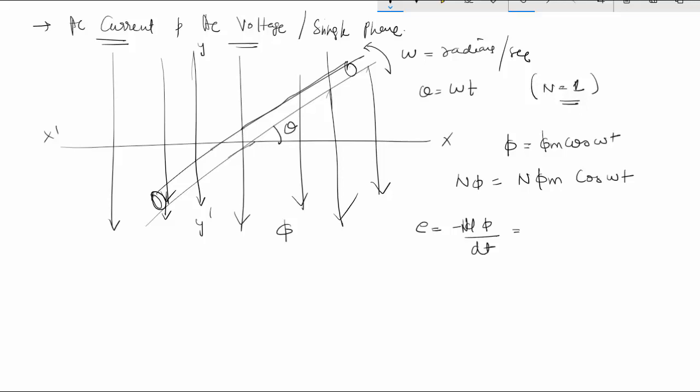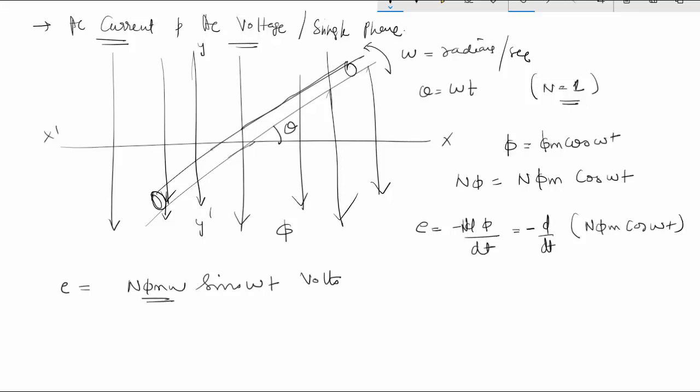Which is equal to E is equal to minus d by dt of n phi m cos omega t. So if you differentiate it, you will get n phi m omega sine of omega t. This is the EMF which is induced, and this is in volts.